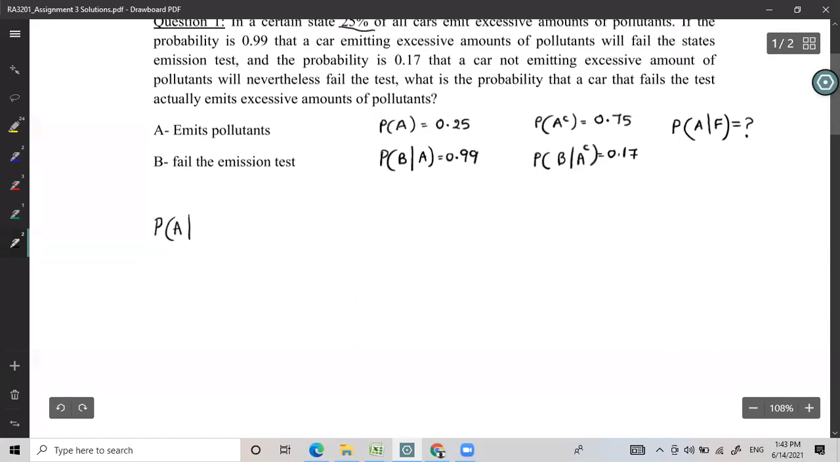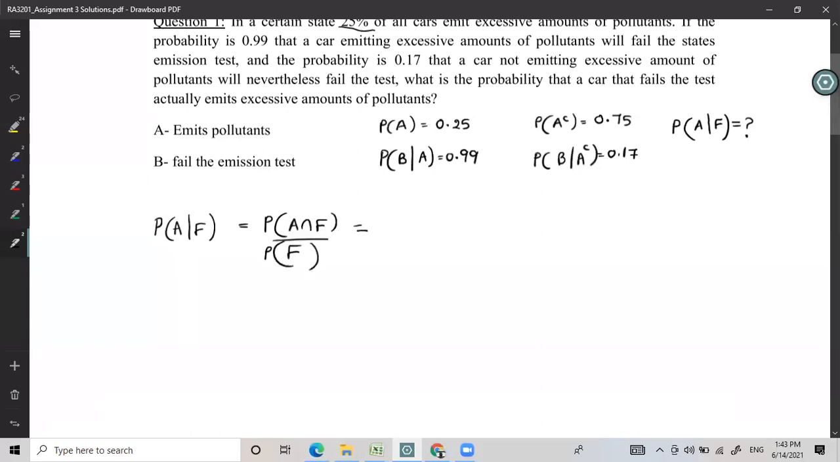You need A given F. Okay. A given F. If you use the definition of the conditional probability, this is A intersection F divided by F. Okay, so if you probability of F, if you can find these two probabilities, then you are done. Okay.